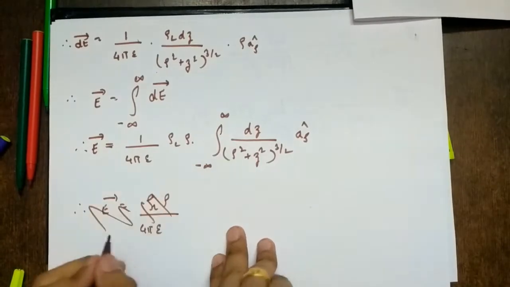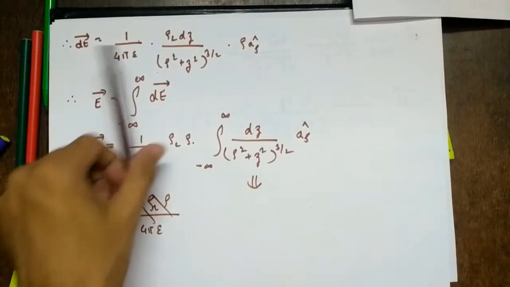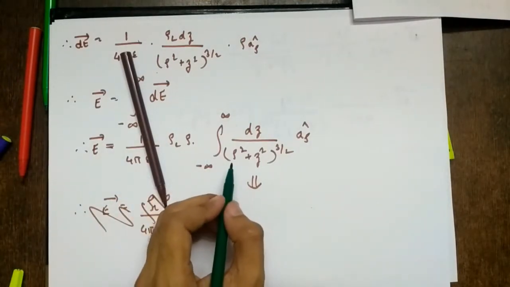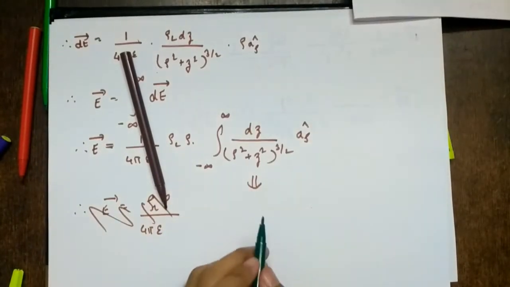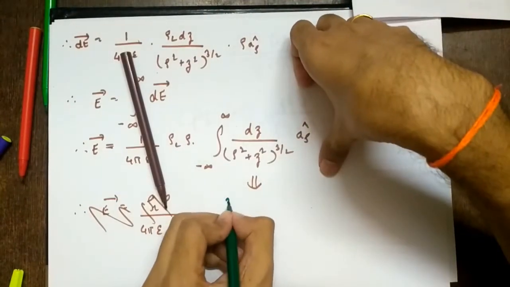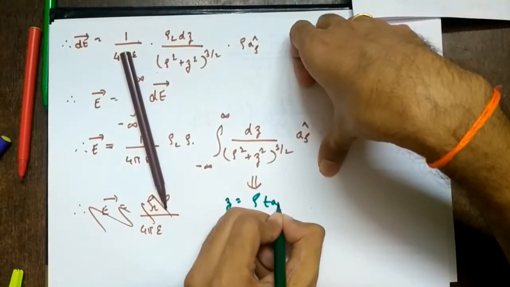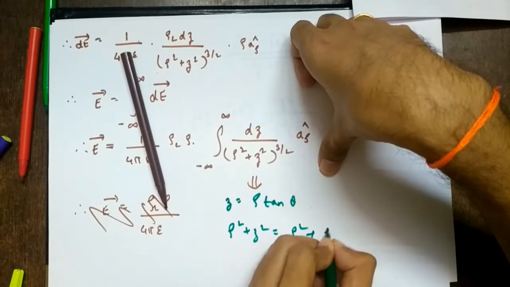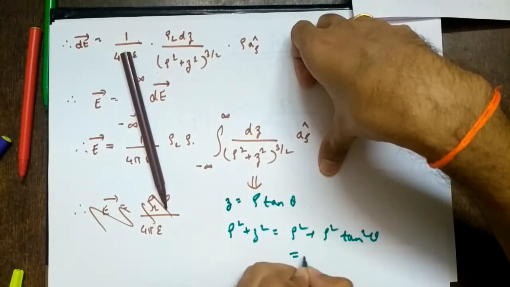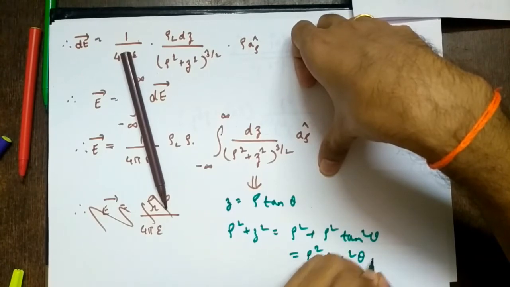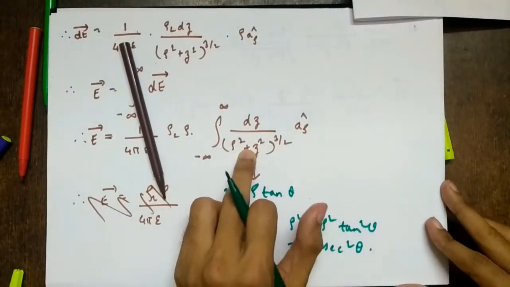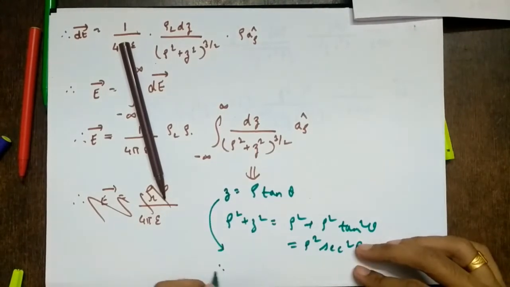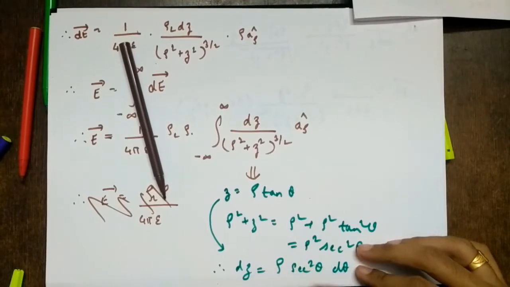So we can first solve this integral. What substitution will be simple? We have rho square plus z square. If we substitute z equals rho tan theta, then rho square plus z square becomes rho square plus rho square tan square theta, so rho square times (1 plus tan square theta), so rho square secant square theta. So we can use this substitution. Then dz equals rho into the derivative of tan theta, which is secant square theta d theta.